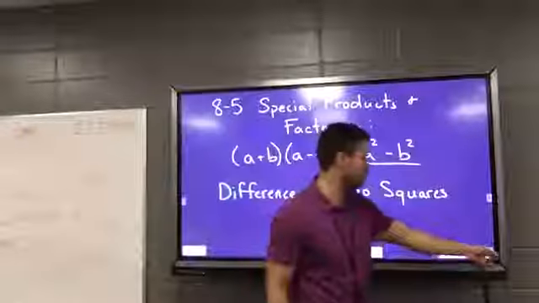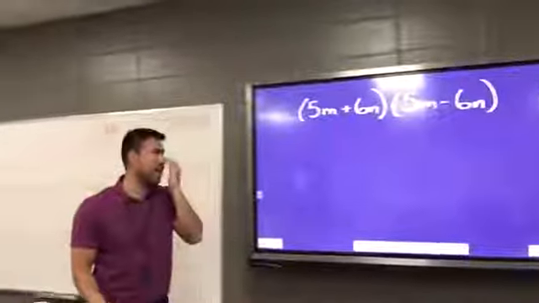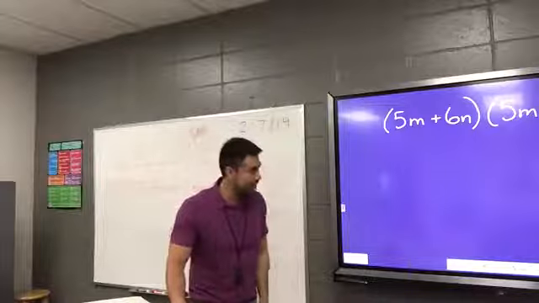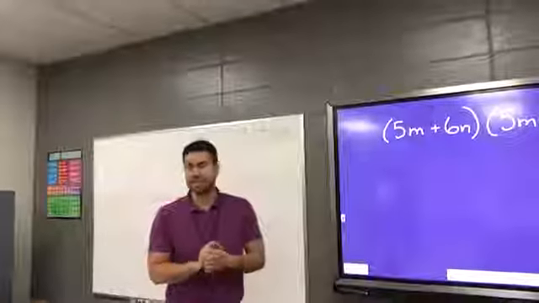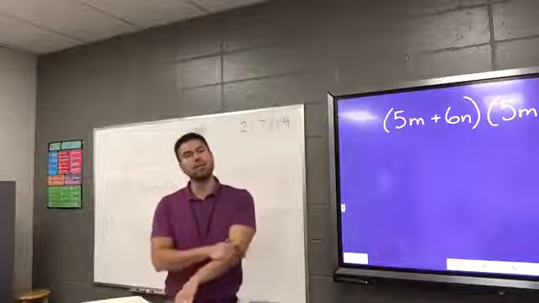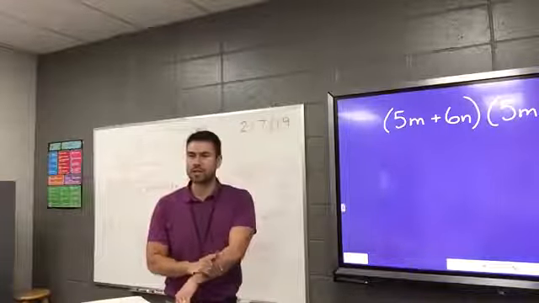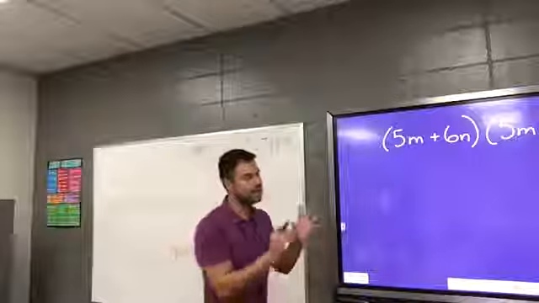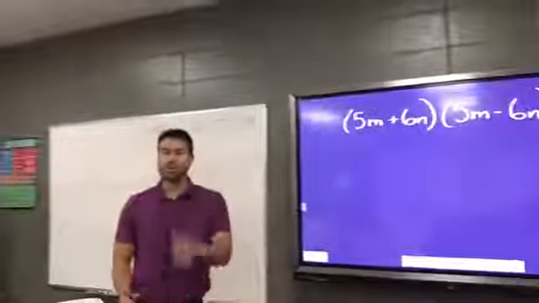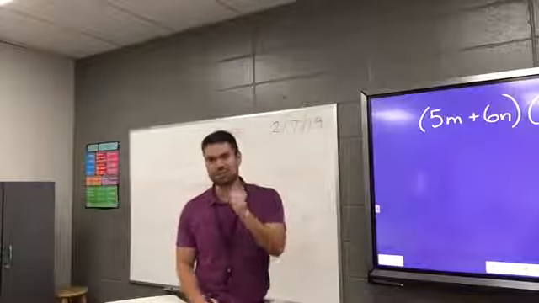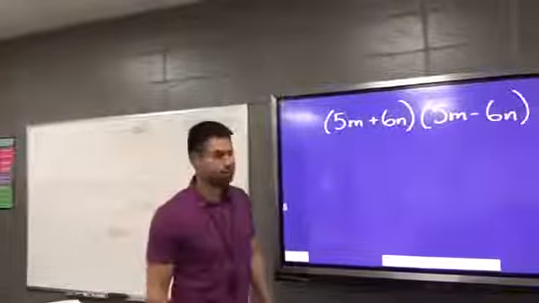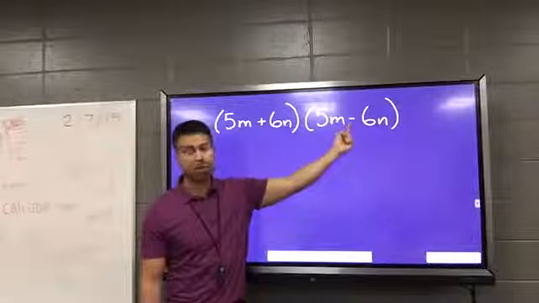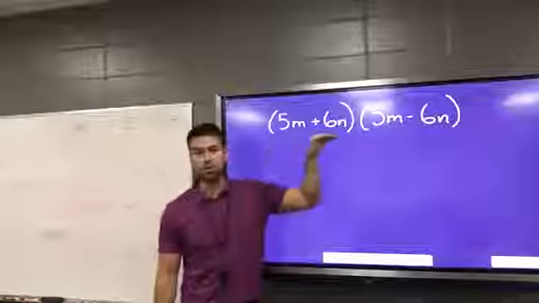So let's look at the first problem. Okay, write this one down. 5m plus 6n times 5m minus 6n. Now that I look at it a little bit closer, doesn't it kind of look like a perfect square trinomial problem? It does to me. But it's not, because there's one big difference. The signs. One's positive and one's negative. One has an addition problem, one has a subtraction problem. So that should automatically tell you don't use perfect square trinomials.